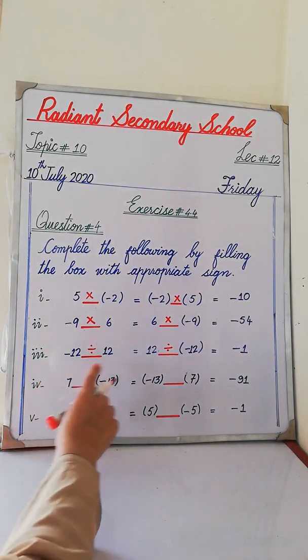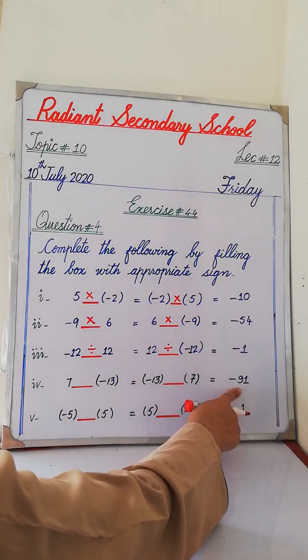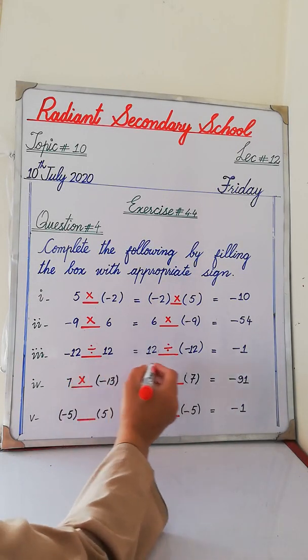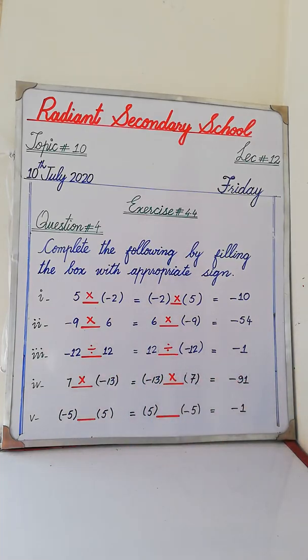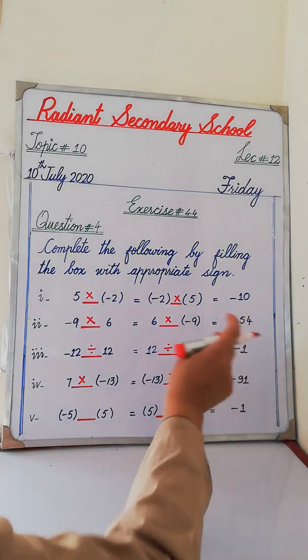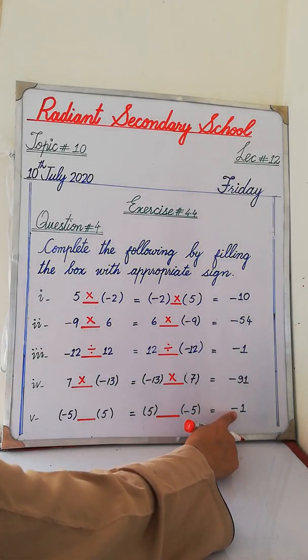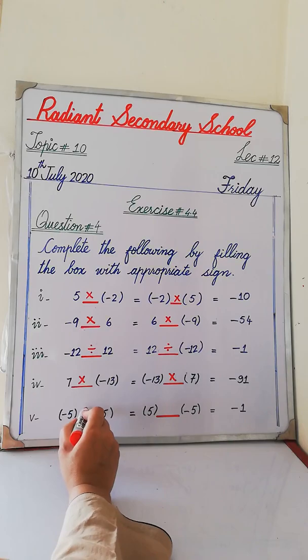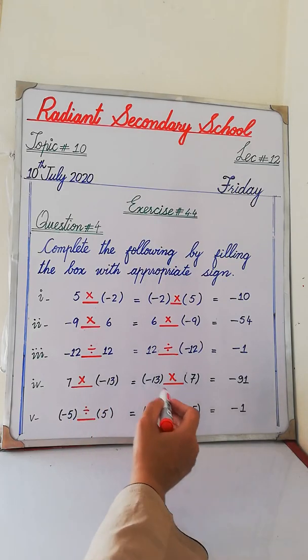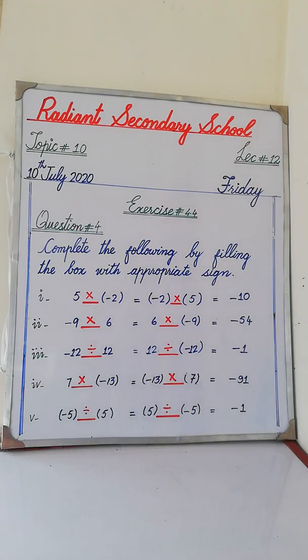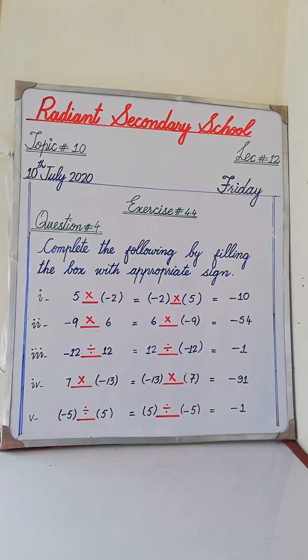In part number 4, the answer is minus 91. It means we have to put the multiply sign, then the answer will become minus 91. You can verify your answer. You will multiply 13 into 7 in rough work, then your answer will be minus 91. In the fifth part, observe the answer, that is minus 1. It means we have to put the division sign between both numbers, then my answer will become minus 1. This is question number 4. You have to complete this question in your book with lead pencil.